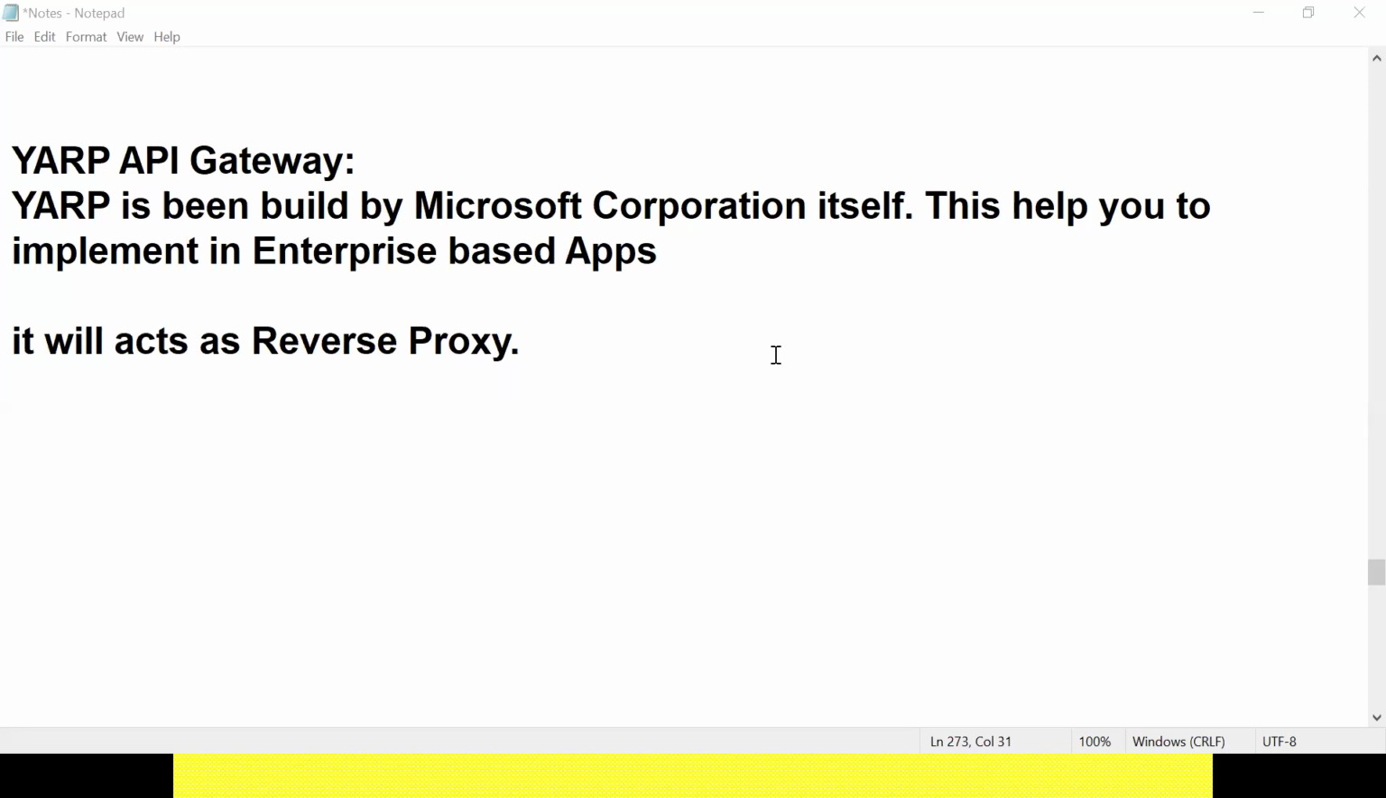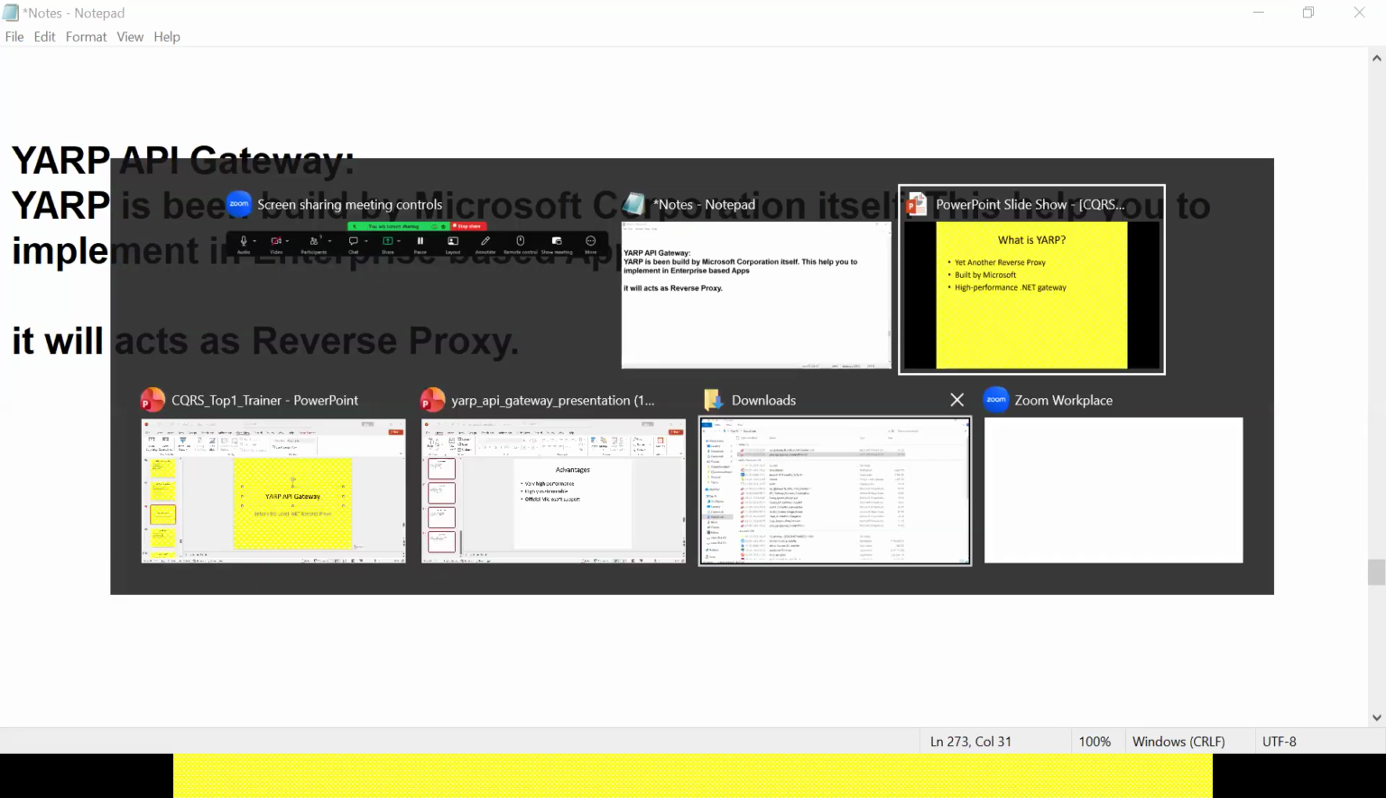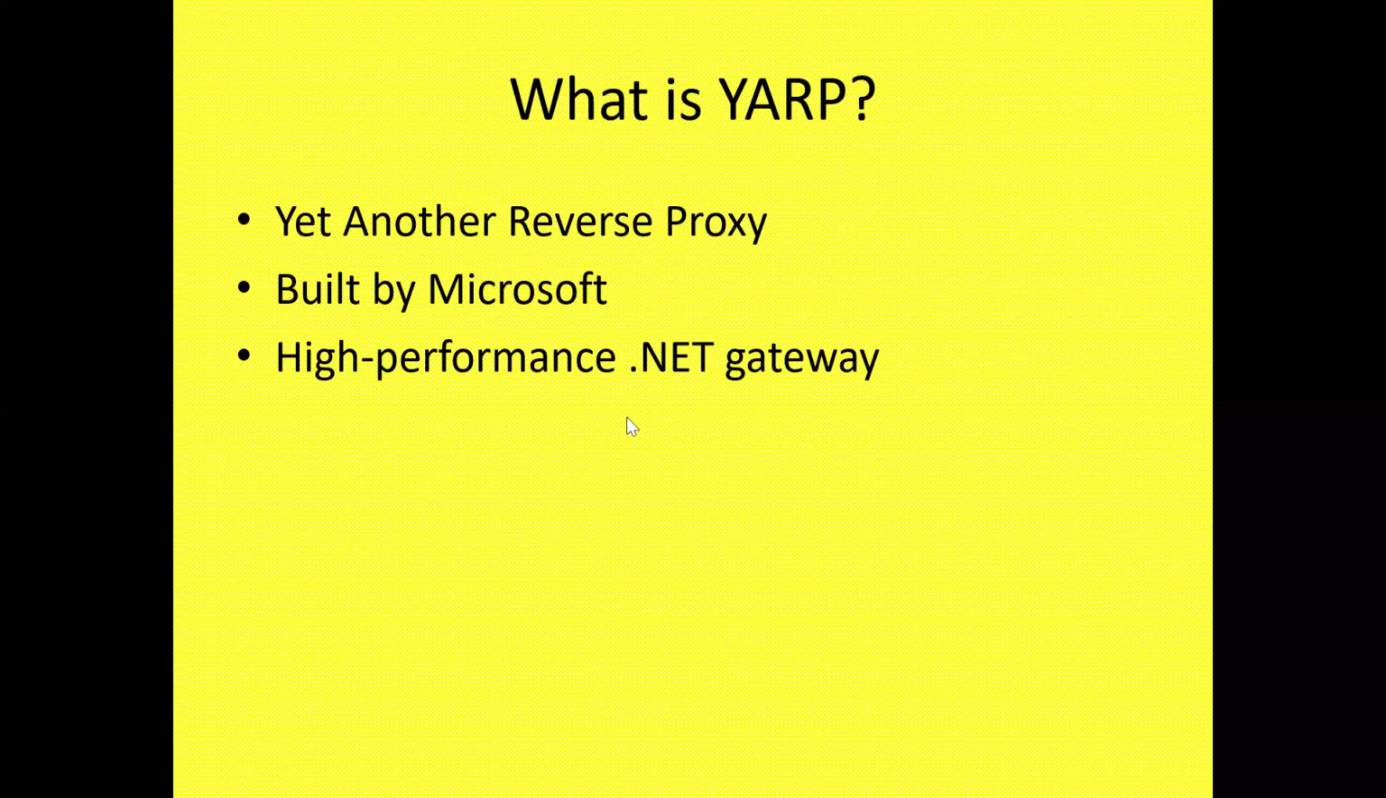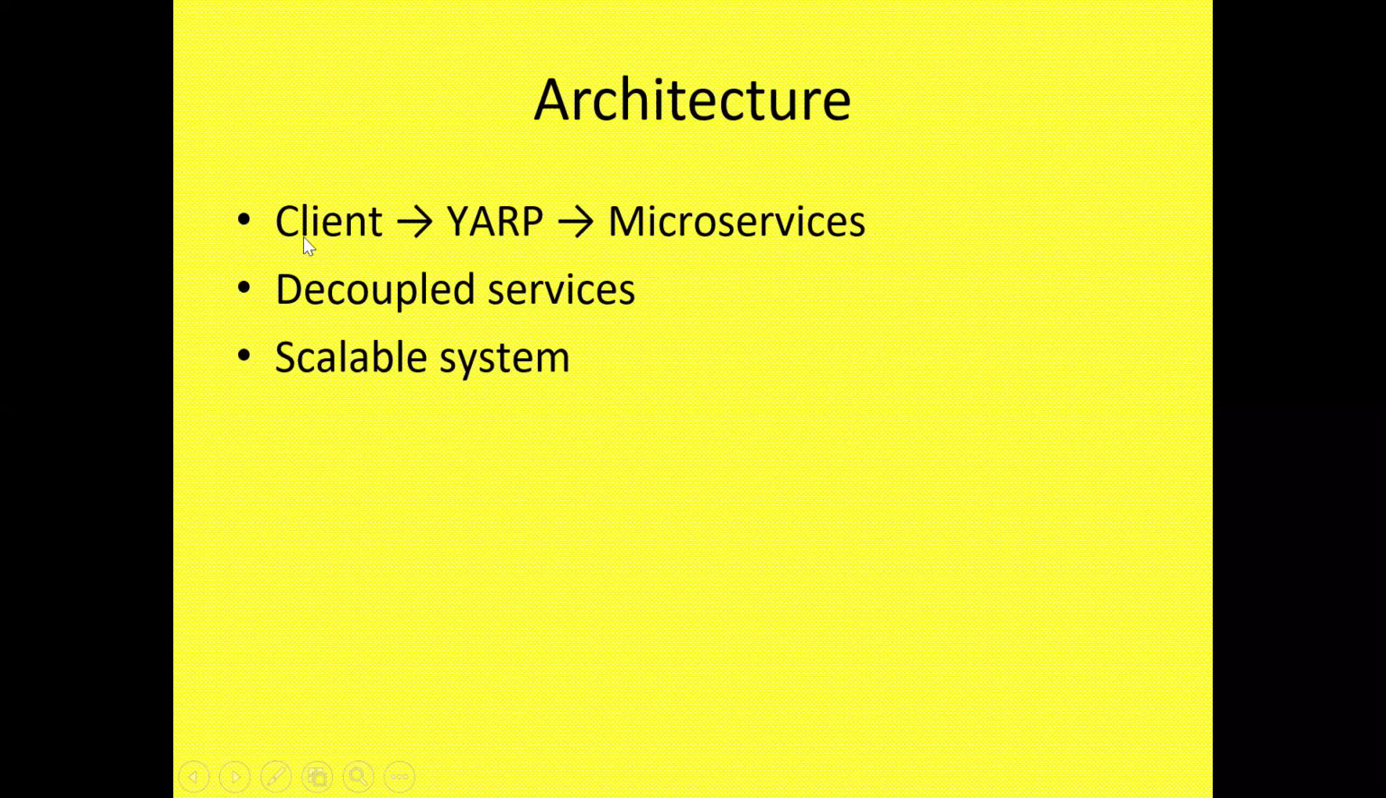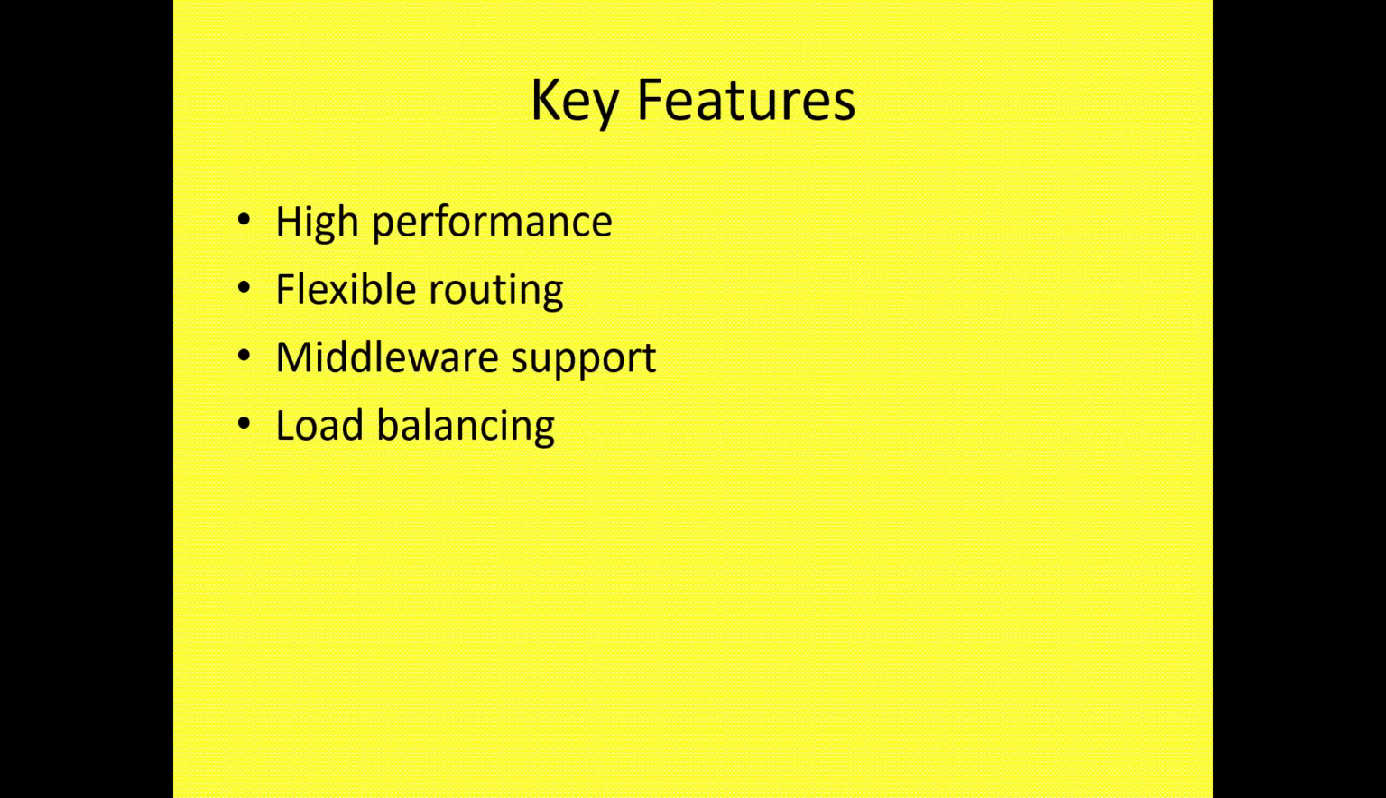Okay. See, this is how decoupled, scalable systems work. Client will make a request to YARP, similar to your Ocelot, and microservices, decoupling your system, making it scalable. This is basically whatever we discussed in Ocelot in detail. The same will happen in the architectural point. Next is high performance, flexible routing, middleware support, load balancing. These are all the key features.